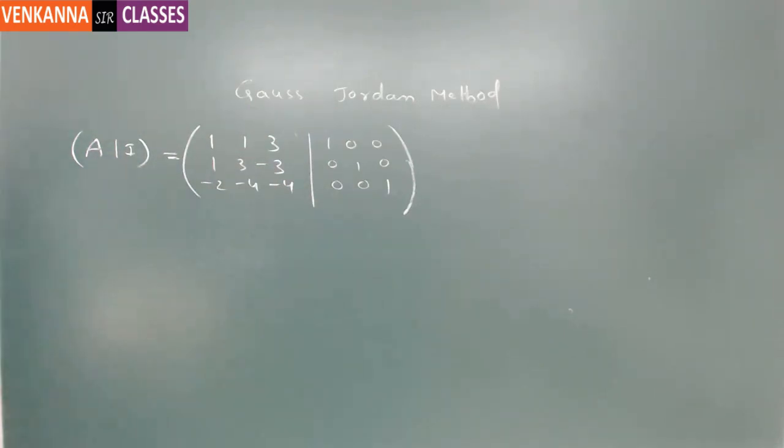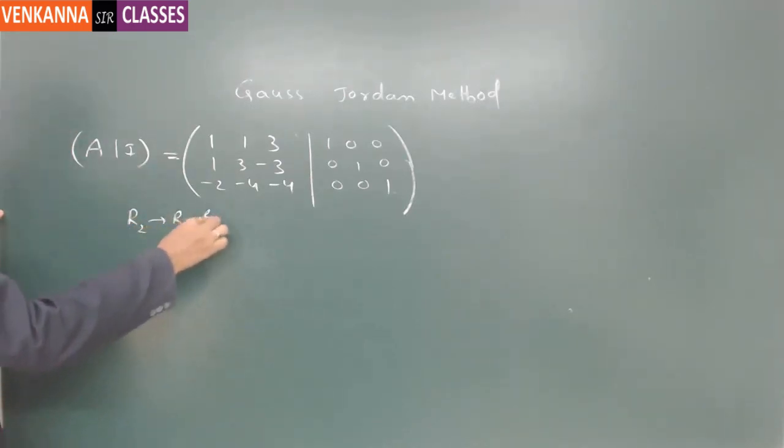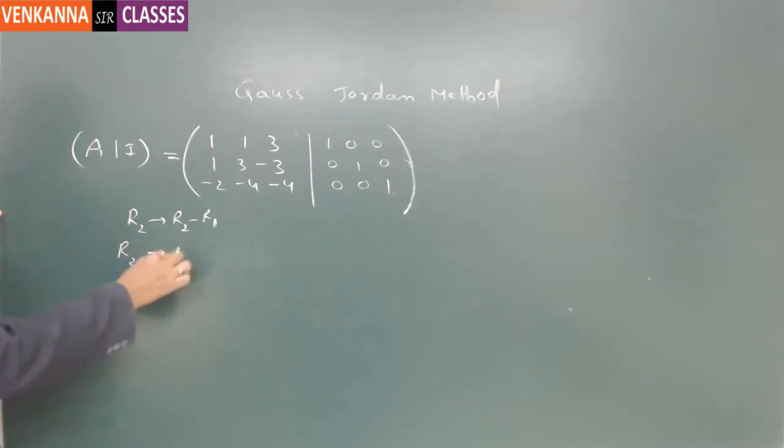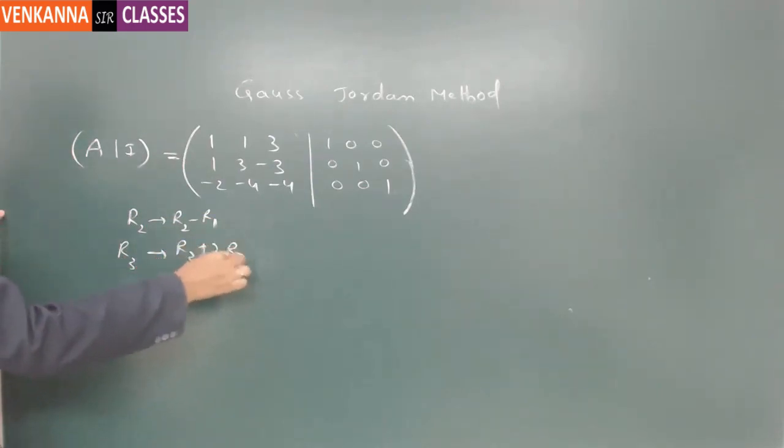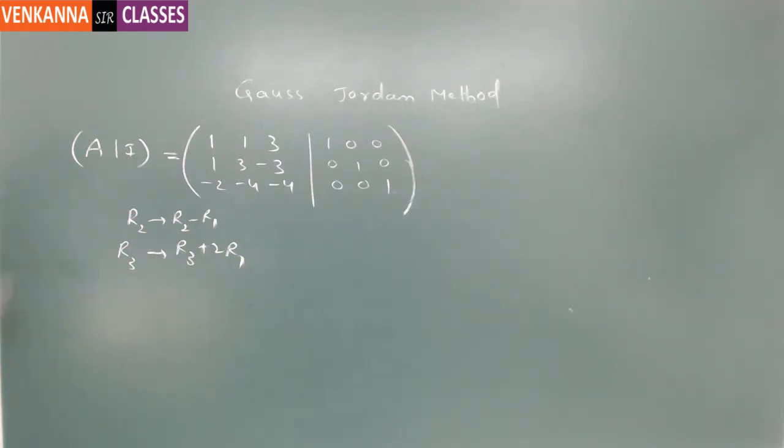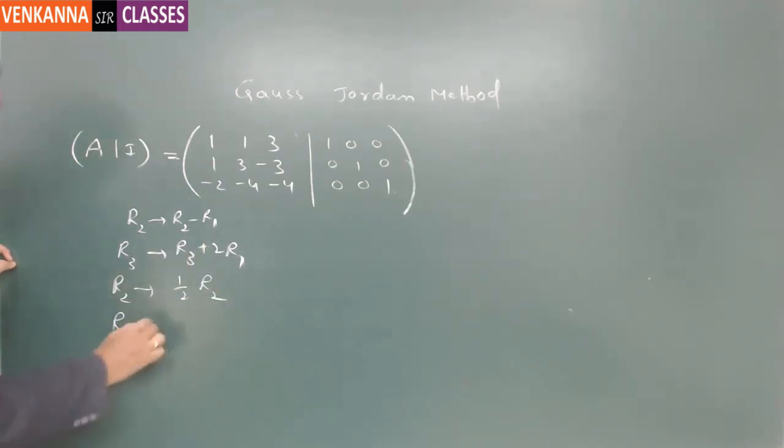So how to say that? The diagonal values must be made 1 first. So R2 tends to R2 minus R1, R3 tends to R3 plus 2R1. I want to reduce the matrices. Then I will do that. R2 tends to 1 by 2 R2, and R3 tends to 1 by 3 R3.